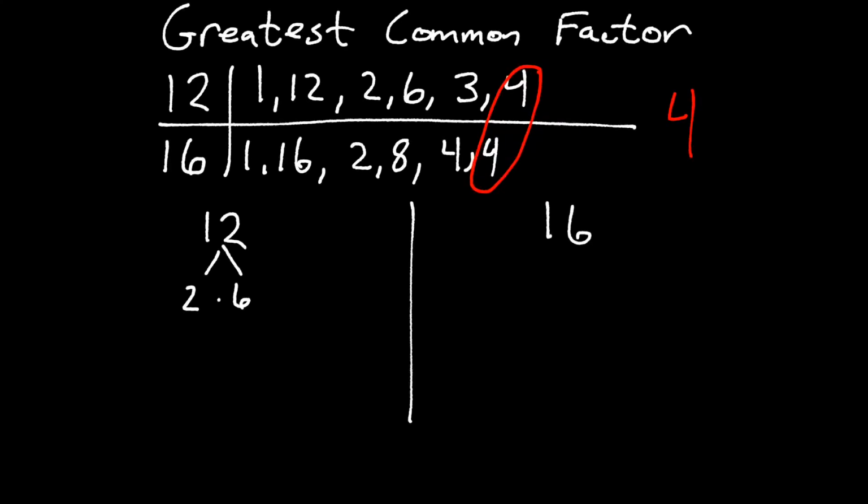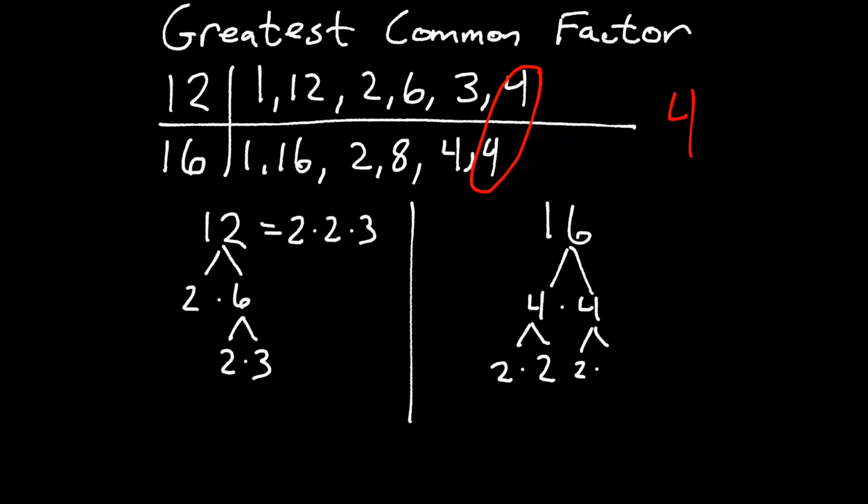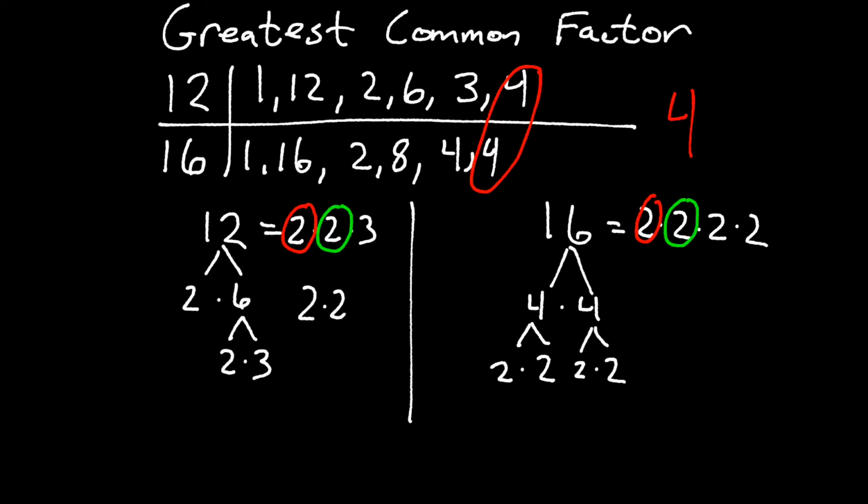So I have 2 times 6, and then 2 times 3. So 2 times 2 times 3 is my prime factorization for 12. And for 16, we can have 4 times 4, which then splits down into 2 times 2 and 2 times 2. So 16 is just 2 times 2 times 2 times 2. Now, I have 1, 2 over here, I have 1, 2 over there. I have a second 2 over here, I have a second 2 over there. I don't have any 3s over here, so I'm left with these 2s. And what is 2 times 2? It's 4.